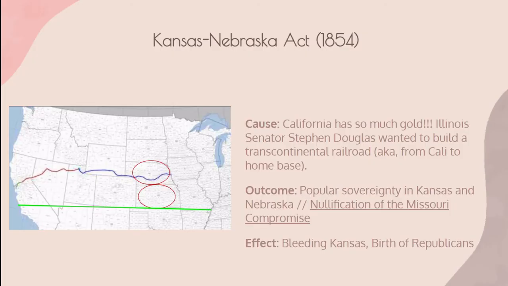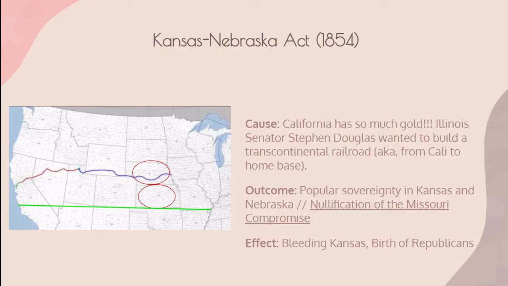And then we have the Kansas-Nebraska Act. So California has a lot of gold, and so Senator Stephen Douglas wants to build a transcontinental railroad from California to Illinois. And the outcome is that he also says there should be popular sovereignty in Kansas and Nebraska, which nullifies the Missouri Compromise. The green line there is a 36°30′ line.